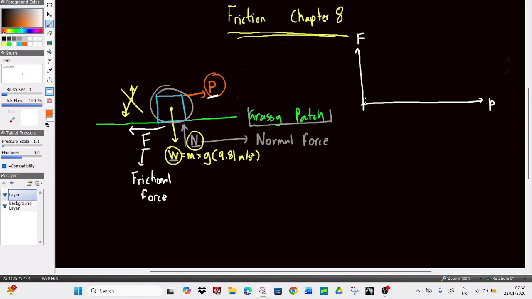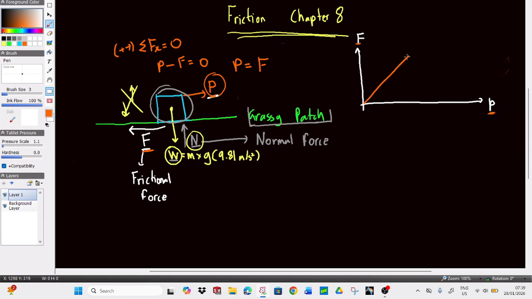If you apply a force of P, it will be equivalent to the force of F, since in the case of statics our summation Fx is also 0. I mean the box is not moving. That means P minus F equals 0, which leads to the fact that force P equals frictional force F. So if we draw the graph, you'll see a directly proportionate relationship between P and F.